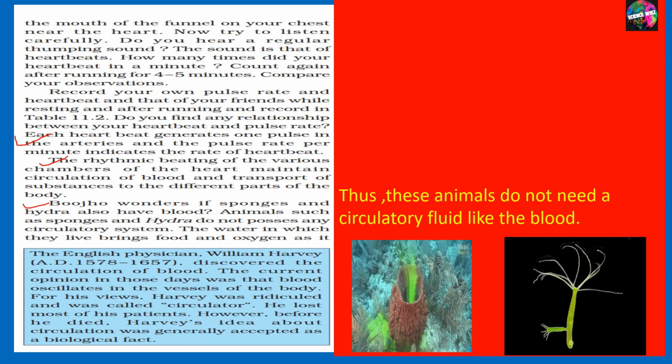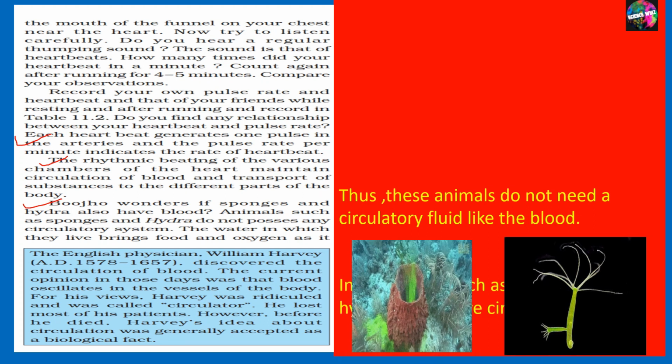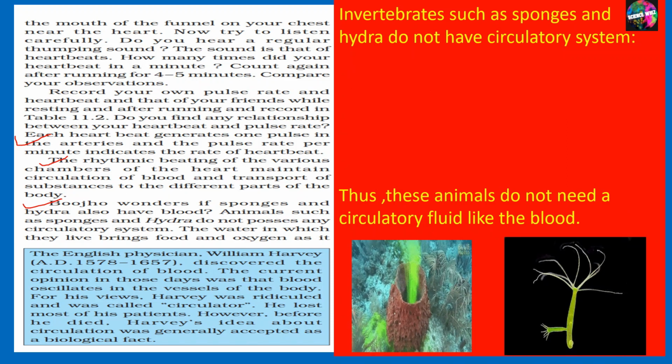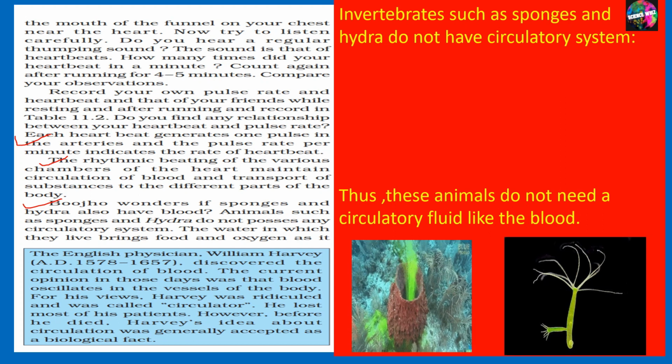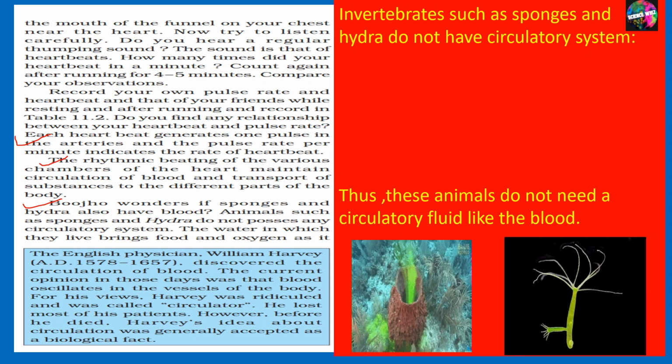Here Bujo wonders if sponges and hydra also have blood. Let's check out. Invertebrates means the animals that do not have a vertebral column, that's a backbone. Invertebrates such as sponges and hydra do not have a circulatory system, like jellyfish, sea anemone, etc. More examples.